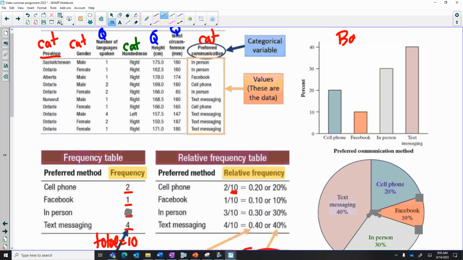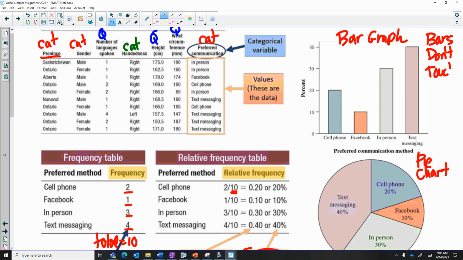This is a bar graph showing the data of that variable, and this is the pie chart. Both of these you're going to see a lot in the news media because they're pretty common. The bar graph, the bars don't touch. So keep in mind that if the bars don't touch, that is a bar graph.